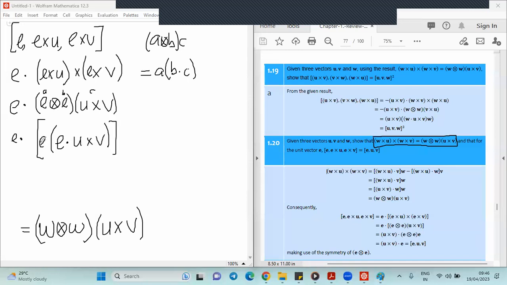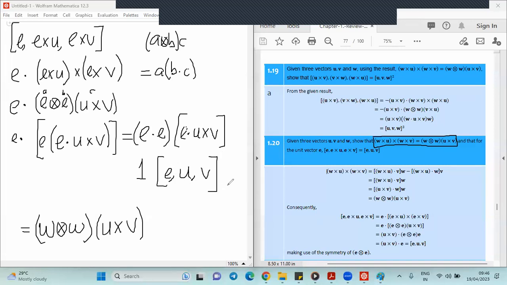Now, this E that's here can come out because it's just multiplying a scalar at the end of the day. So this is going to be E dot E multiplying E dot U cross V. Now remember, E is a unit vector, magnitude of 1. So E dot E gives us 1 at the end of the day. And we're left with this triple product, which can also be written as E, comma U, comma V, as we stated earlier.